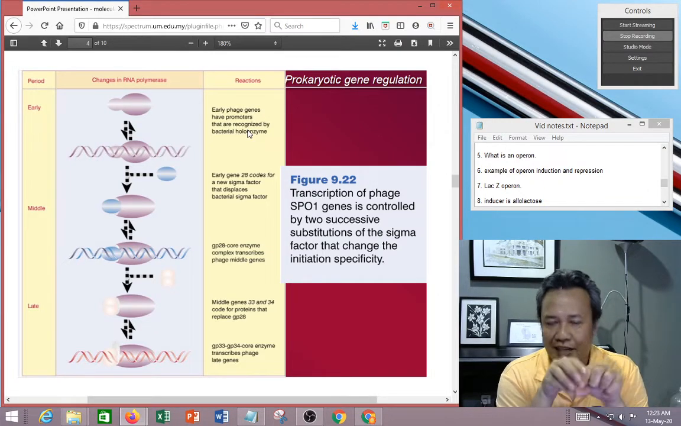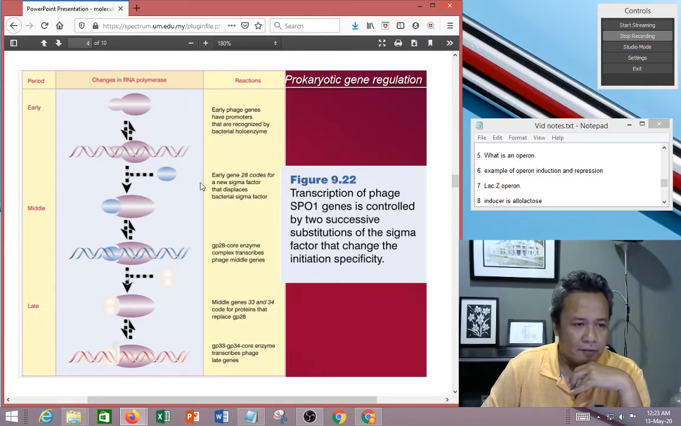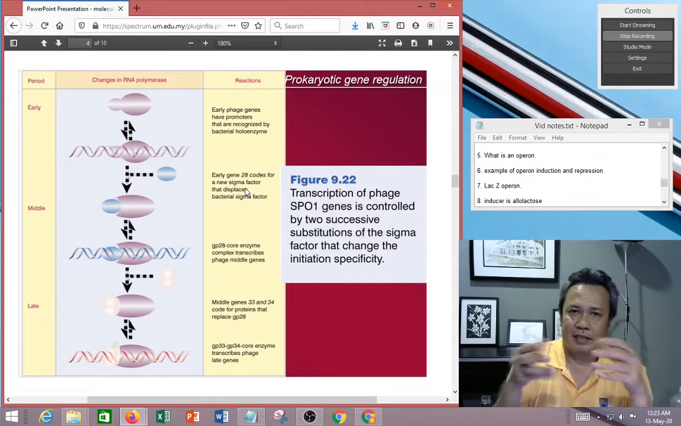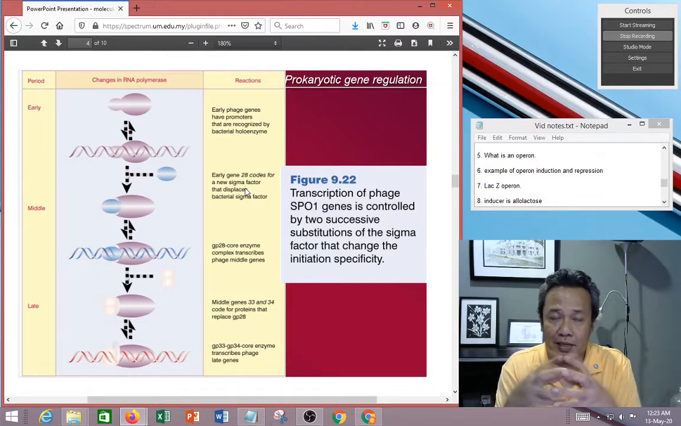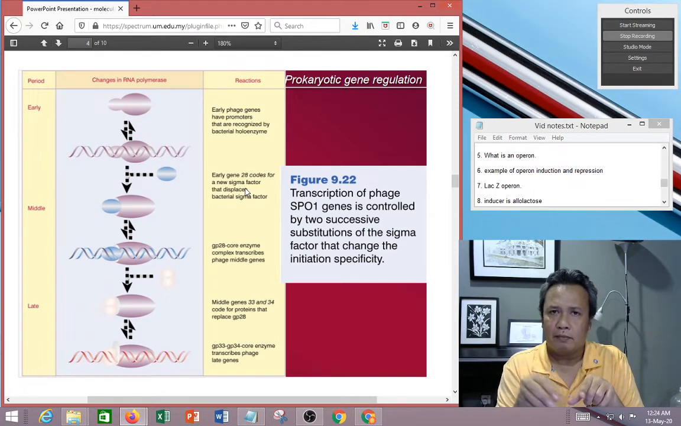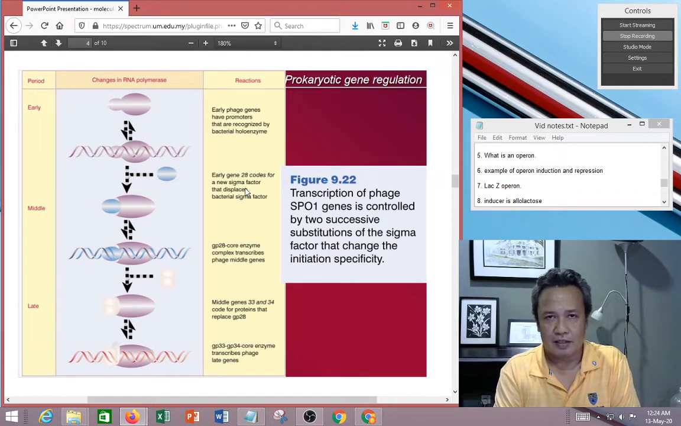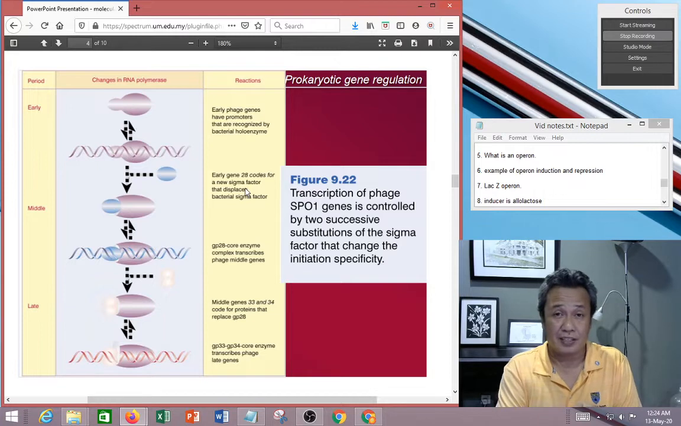Among the viral genes that are being transcribed, early gene 28 codes for a new sigma factor. So the system is such that it tricks the Bacillus sigma factor to bind to the general, the viral, promoter, and produce a gene, and this gene is actually another sigma factor. Now, when you have a new sigma factor, this sigma factor can take over the polymerase and guide the polymerase, because this sigma factor is now specific for viral genes. So then it will start.